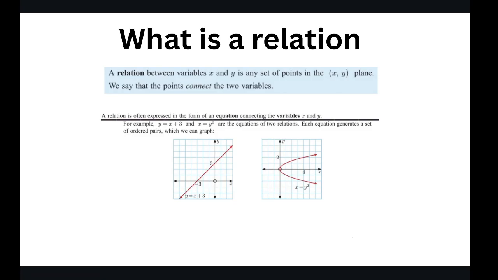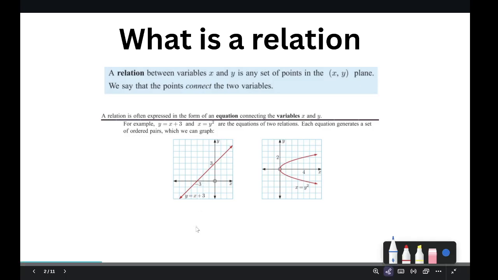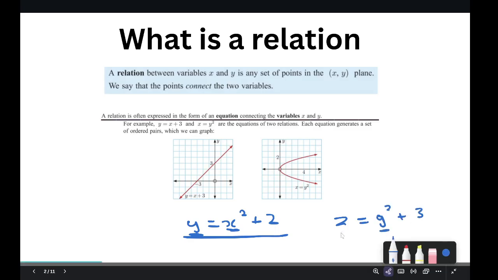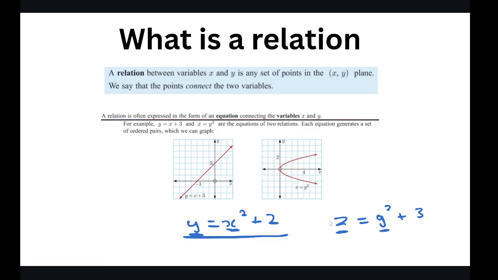A relation is between variables, let's say x and y, and is any set of points in the x and y plane. We say that the points connect these two variables. An easy explanation is any equation of a graph, let's say y is equal to x squared plus 2, or it can be z is equal to g squared plus 3. Connecting two different variables is a relation. And that's basically it, it's very simple to understand. That's what a relation is.